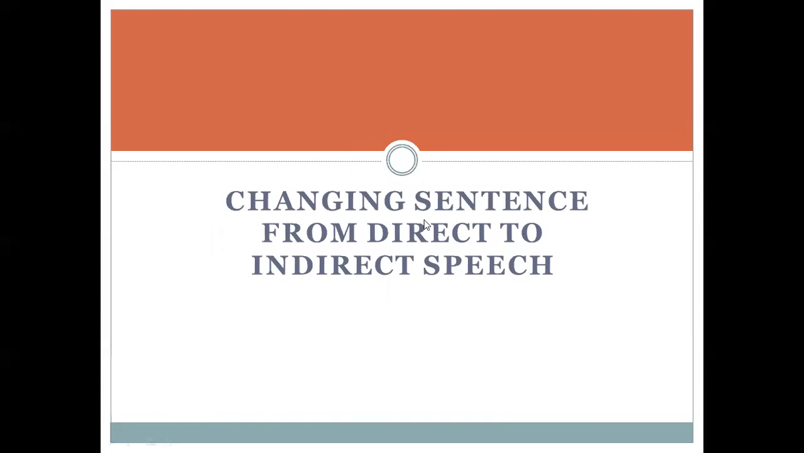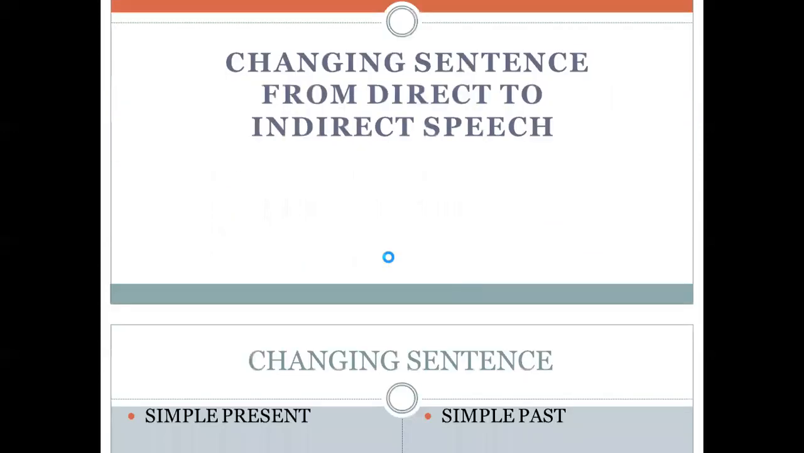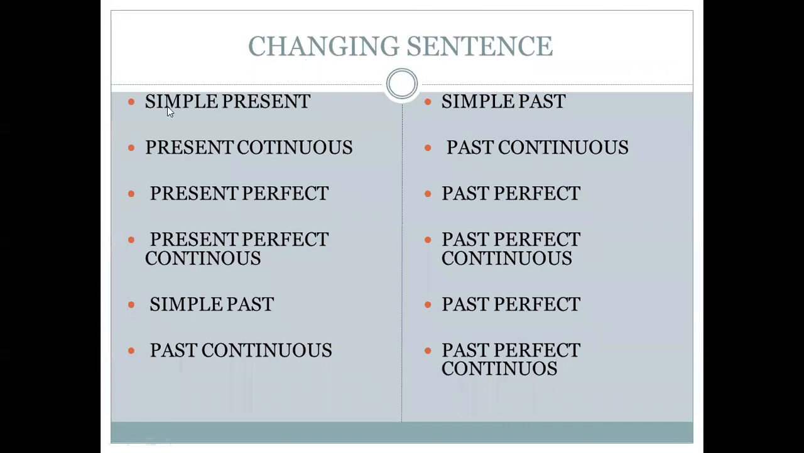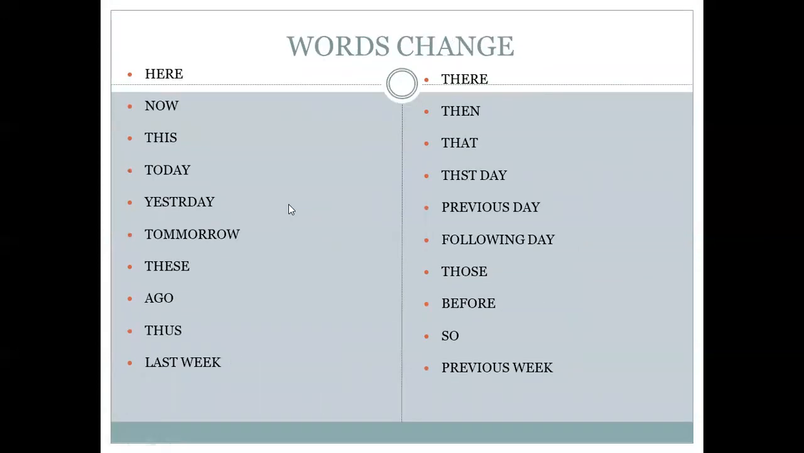Now, changing the sentence from direct to indirect speech. When a sentence is given in the simple present, we have to convert it into simple past. If it is in the present continuous, we change it to past continuous. If it is in present perfect, we change it into past perfect. If it is in present perfect continuous, we change it into past perfect continuous. If it is in simple past, we change it into past perfect, and past continuous into past perfect continuous. The words will also change when a sentence is converted from direct to indirect speech.